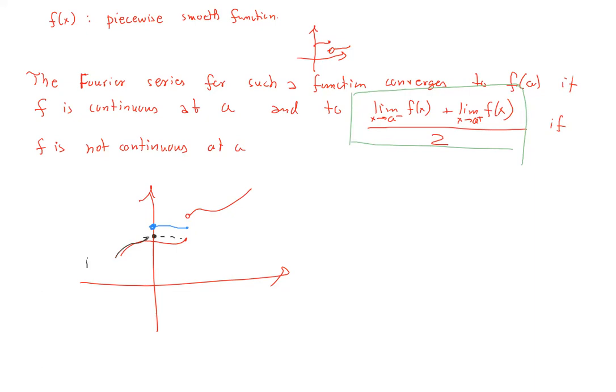So this is the limit as x tends to a from the left of f of x. And this number right here is the limit as x tends to a from the right of f of x. And the Fourier series converges right in the middle of the two. Okay, it's really a wonderful picture that we have for these functions. Okay, any questions, please?